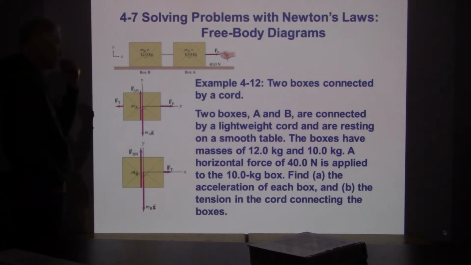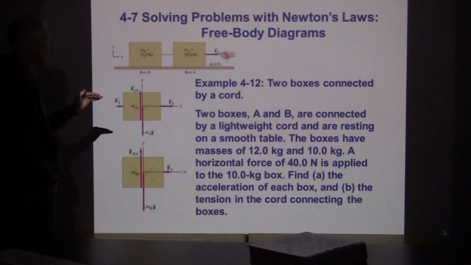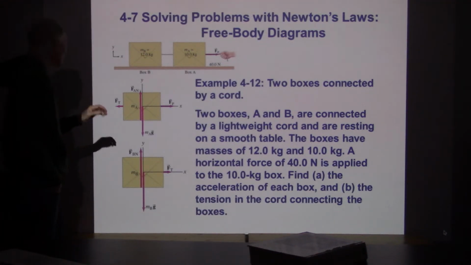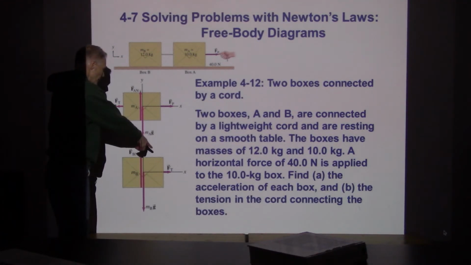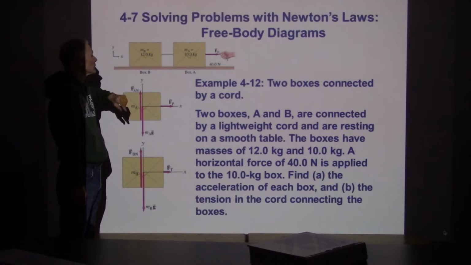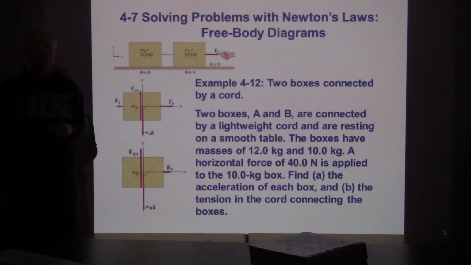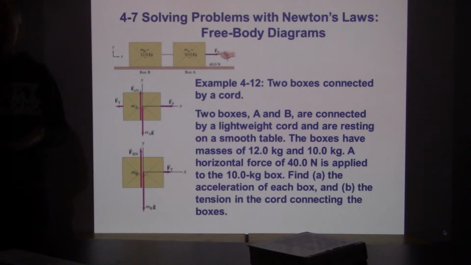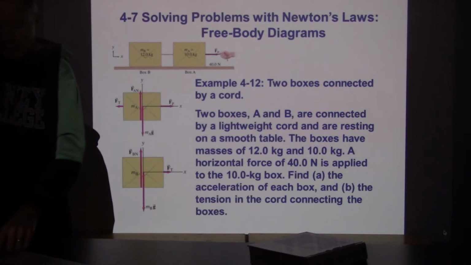Now, is there anything that I misread? Because I need to pay attention to reading the problem. So we need to find the acceleration of each box, and we want to find out how much tension there is in the string. Notice the way the boxes are configured, they don't have individual accelerations. They're going to have the very same acceleration. There's not two accelerations we're solving for. It's just one, and that one acceleration will apply to both.